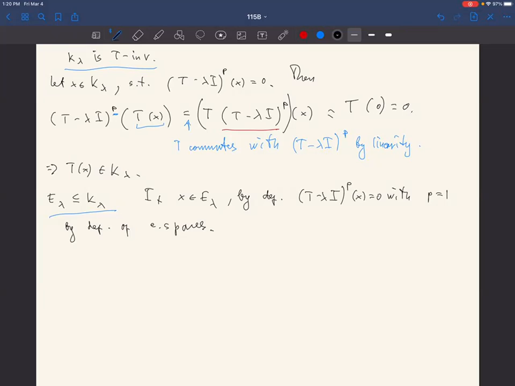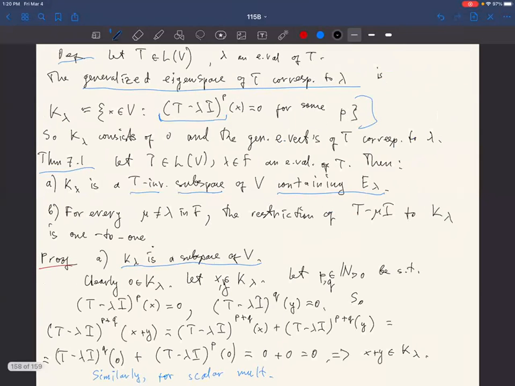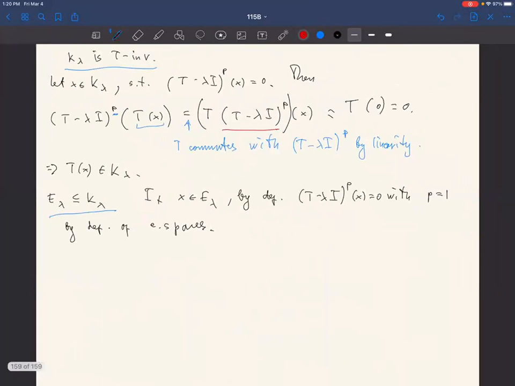All right. This is part A, and we also have part B, remember? So let me slide back for a second. Part B says that if I take some other eigenvalue now, mu, and look at the same operator, T minus mu I now with respect to mu, and if I restrict it to K lambda, what we get is an injection or a one-to-one linear operator. In other words, we need to show that the null space of the restriction is 0, right? So this is part B.